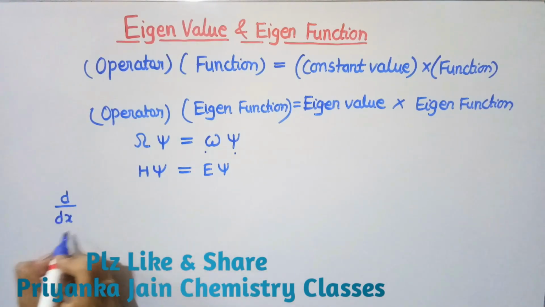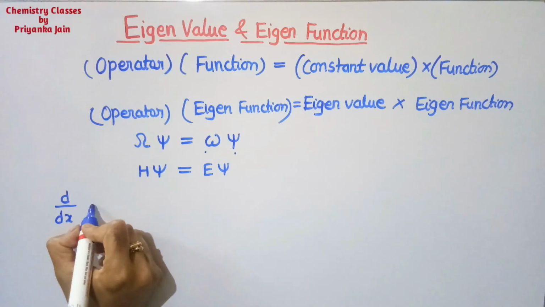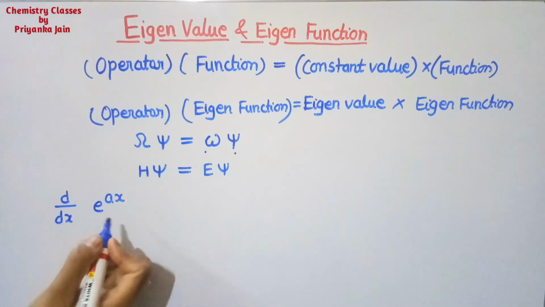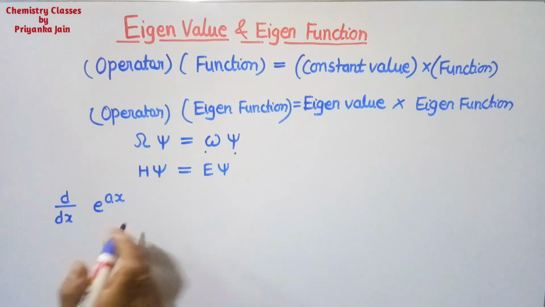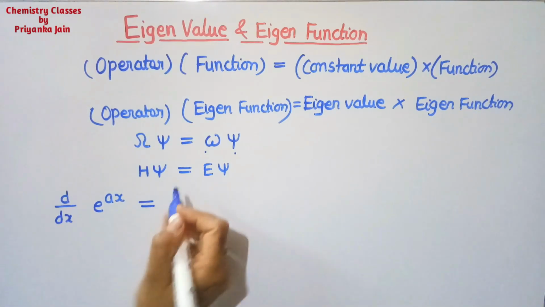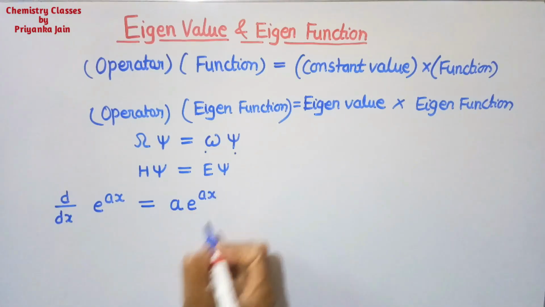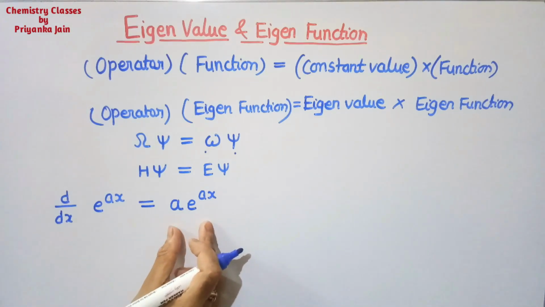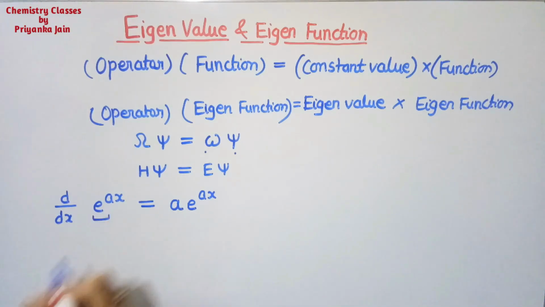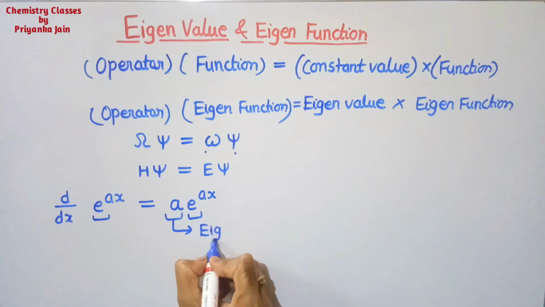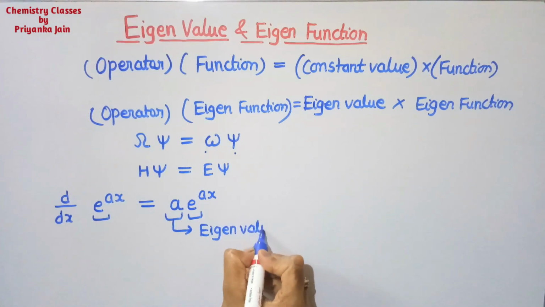So see here, suppose this is our operator d/dx and it is applied on a function that is exponent of ax. This is our function, and this is the operator applied on it. Now what will we get? Its differentiation gives us a e to the power ax. Now see here, this is the function and we get our function as it is, along with a value. This value is called the eigenvalue.